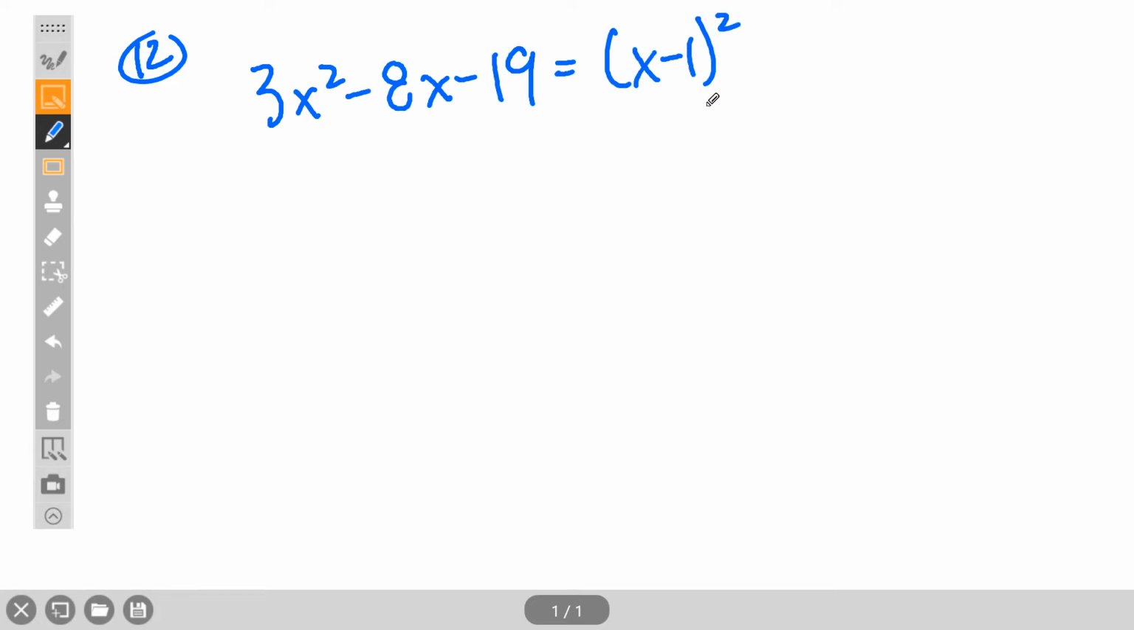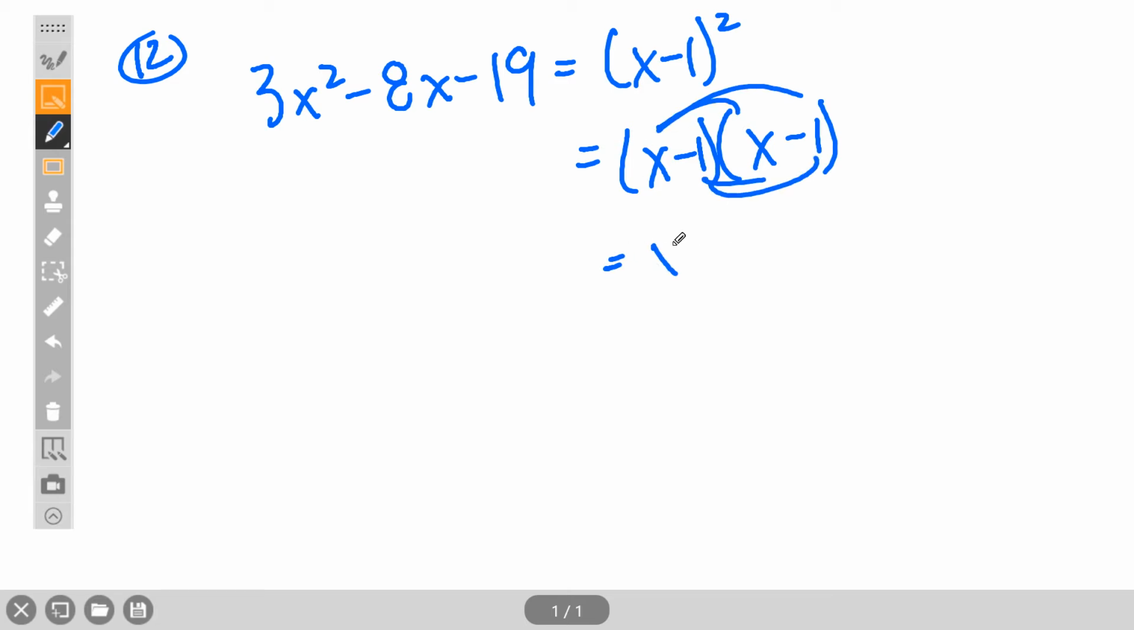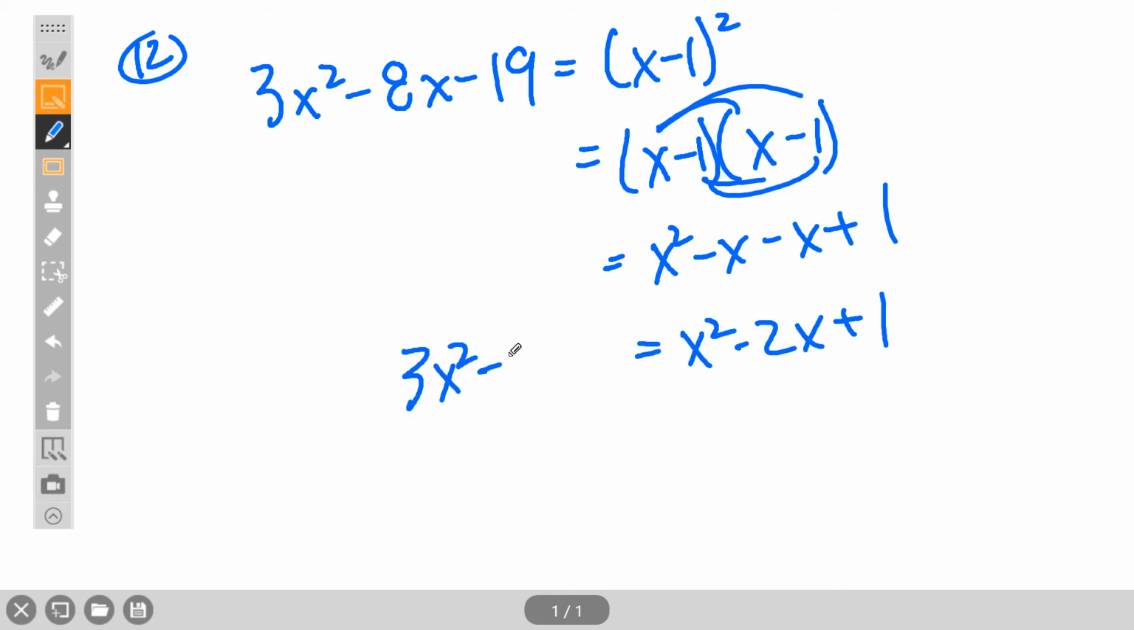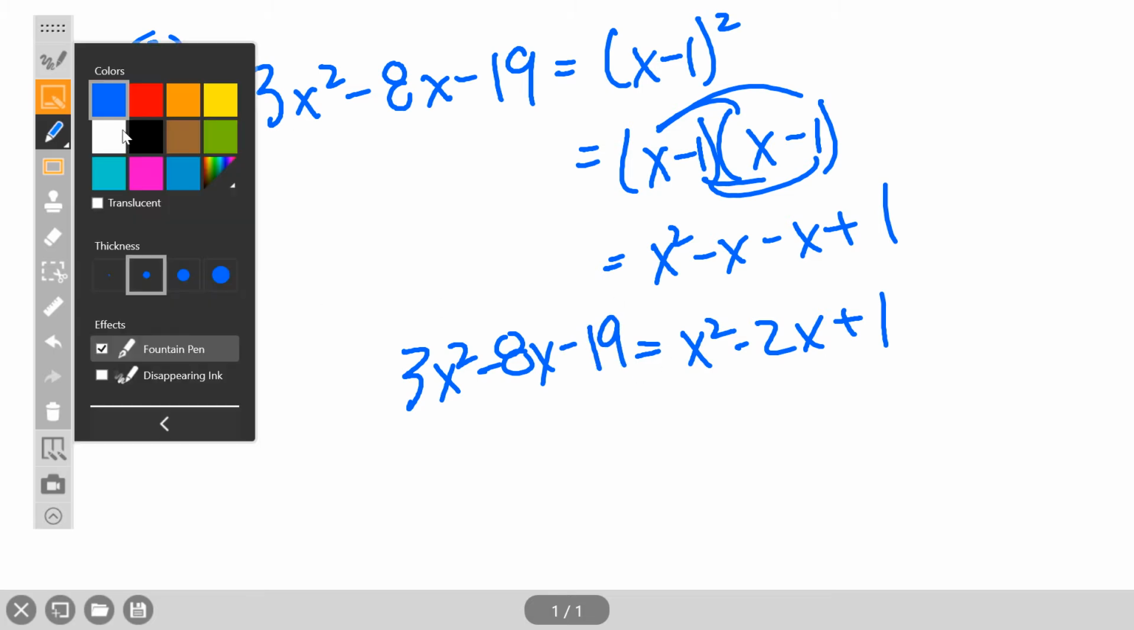All right, number 12, 3x squared minus 8x minus 19 equals x minus 1 squared. This one's a little bit more difficult. First, I need to make sure both sides are simplified. The right side is not simplified yet. I have to actually do the multiplication to simplify it. So I need to distribute x minus 1 times x minus 1, which is x squared minus 2x plus 1. So I have 3x squared minus 8x minus 19 equals x squared minus 2x plus 1.